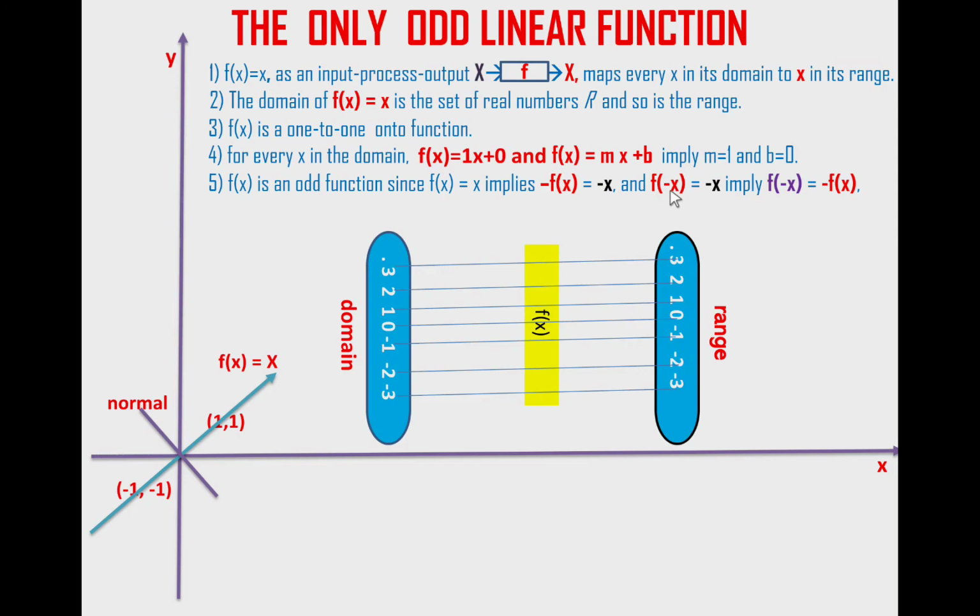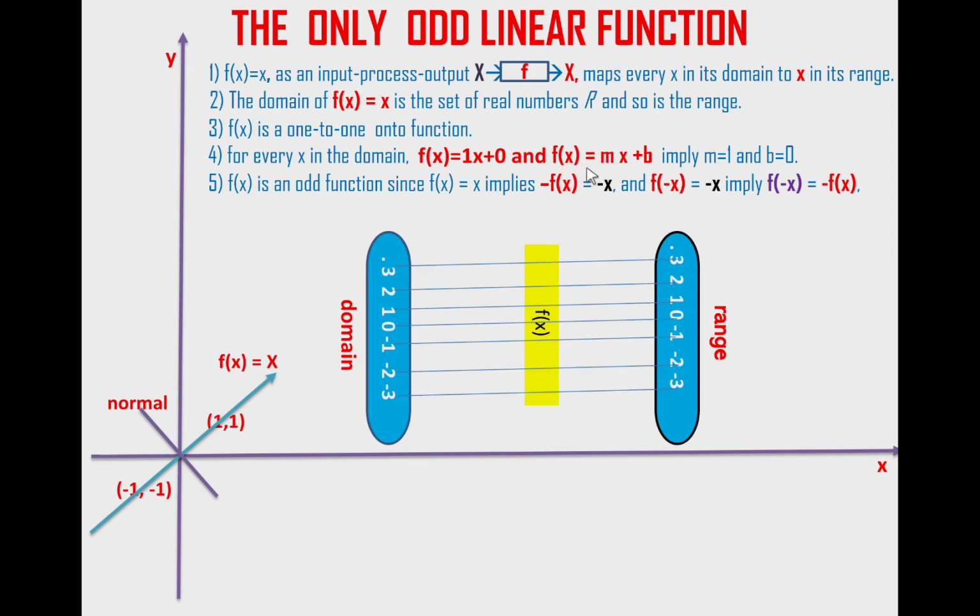So this equation, f of minus x equal to minus x, and this equation, which is just the negative of the original equation, minus f of x equal to minus x. If we look at these two, we see that the right hand side of each of the two equalities is the same, minus x. So if the right hand sides are the same, then the left hand sides must be equal.